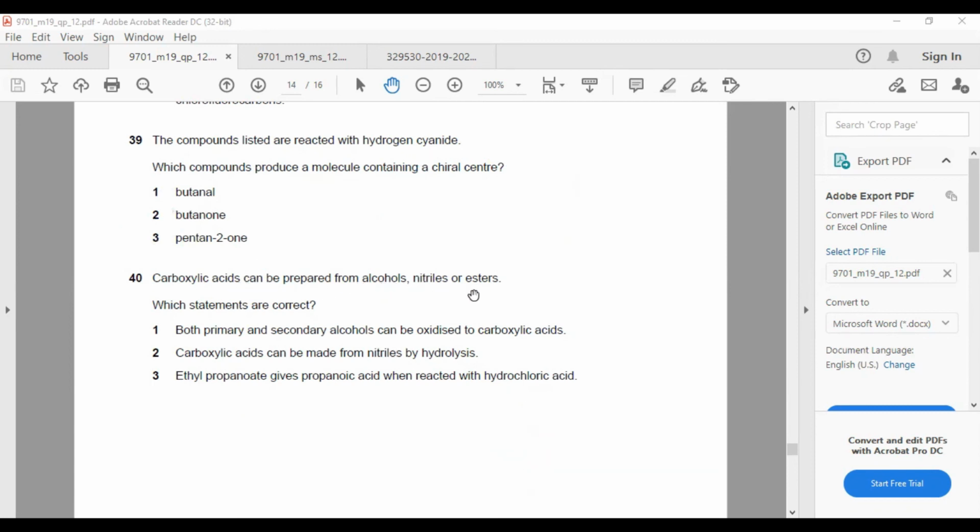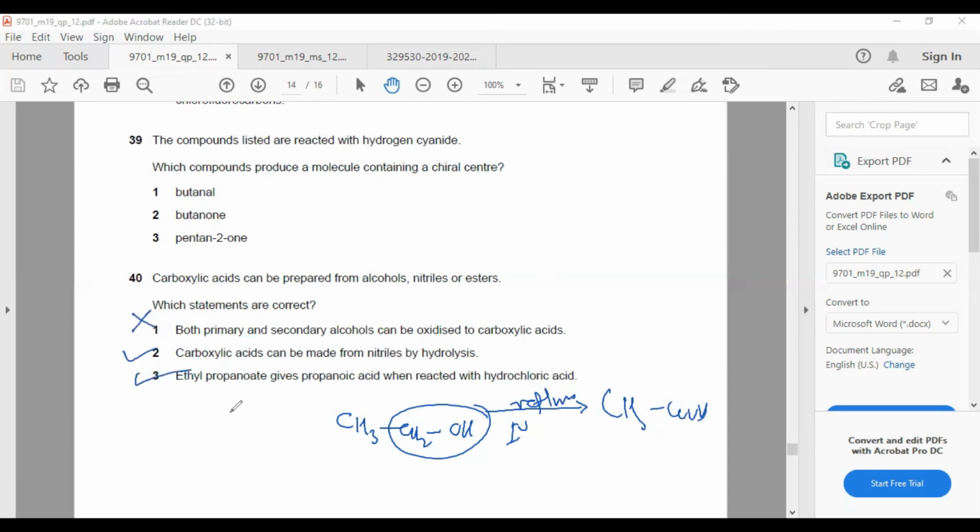Carboxylic acid can be prepared from alcohol, nitrile, or ester. Which statements are correct? Primary and secondary alcohol can be oxidized to carboxylic acid. Let's see. It's not possible for secondary; primary is possible. How? Primary alcohol, oxidation, carboxylic acid, on reflux. 1 is wrong, which means 2 and 3 are correct.